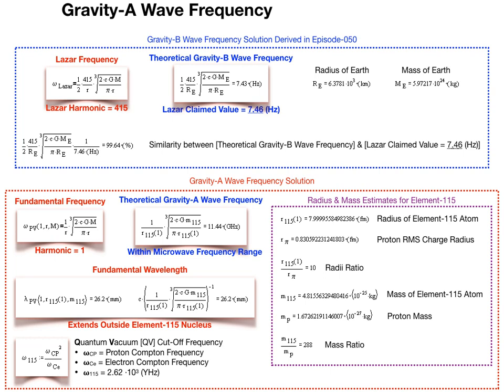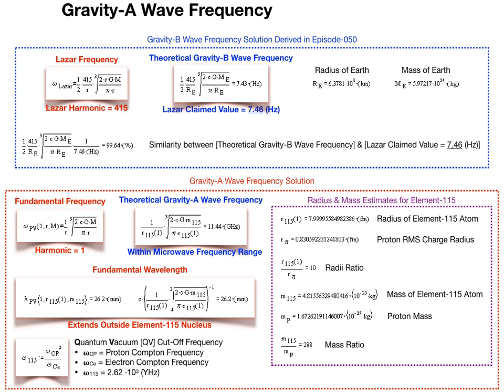You can also see from our fundamental wavelength results that the longest wavelength in the element 115 quantum vacuum spectrum is 26.2 millimeters. This very obviously and very clearly means that the element 115 gravity A wave effect extends well beyond the radius of the nucleus of the element 115 atom, just as Lazar hypothesized. This is the reason why the space aliens are able to grab the wave and amplify it, just like microwaves, as Lazar claims.